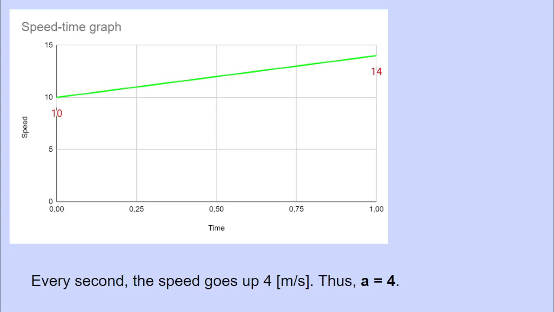So the value of a is indicating the change in speed. If it's measured in meters per second squared, it's indicating the change in speed in 1 second.